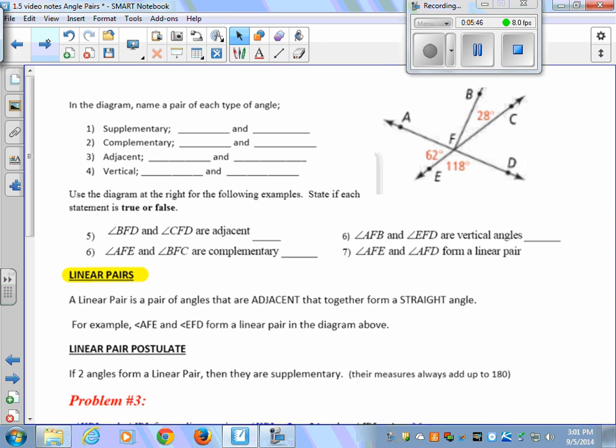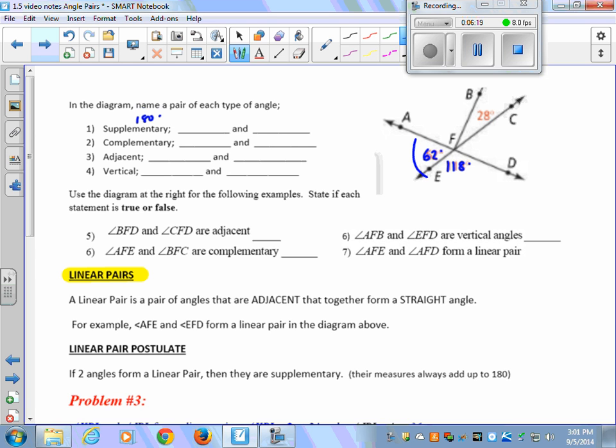So let's practice these a little bit. In the diagram, name a pair of each type of angle. So now we are looking at this diagram, and we're trying to find a pair of supplementary angles first. Supplementary, we know, adds up to 180 degrees. So when we look at this diagram, we can look at the angle measures that they give us, and we might see that 62 plus 118 equals 180.